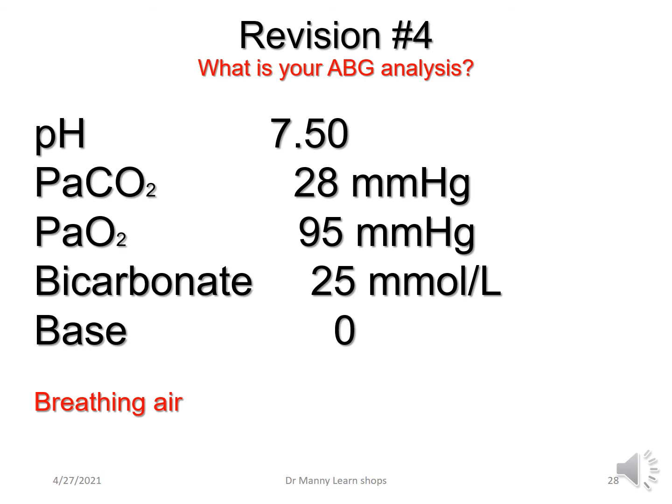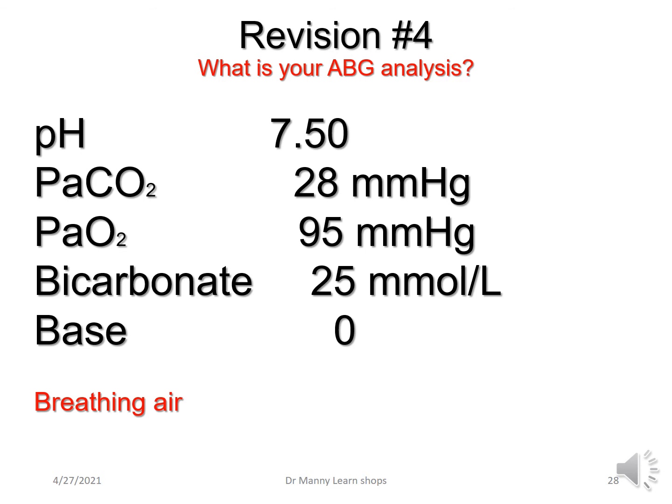Look at this one. What's your analysis? pH 7.50, PaCO₂ 28, PaO₂ 95, bicarb 25, base 0. So pH is abnormal. It tells you the story. Once upon a time there was a pH and it wasn't normal. So is there an acidemia or an alkalemia? Well, this is an alkalemia because the pH is now greater than 7.45.